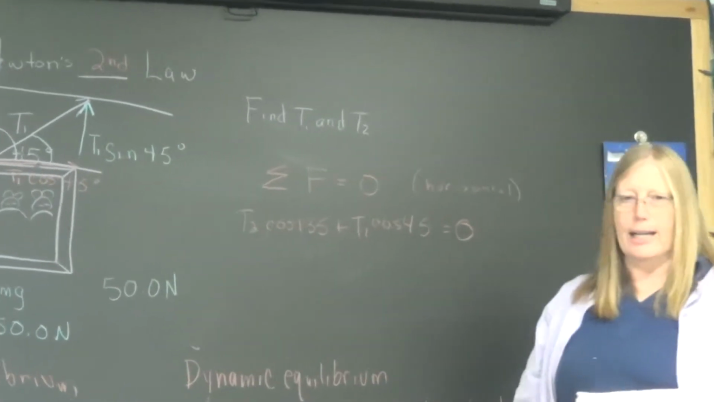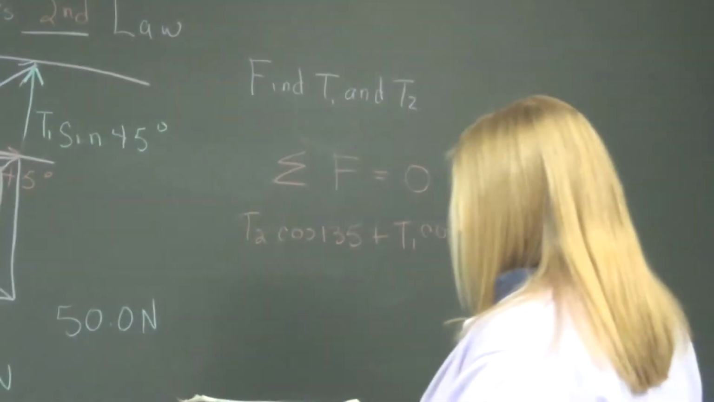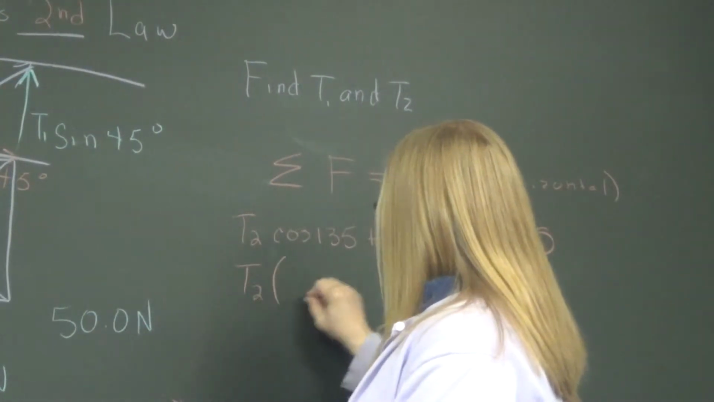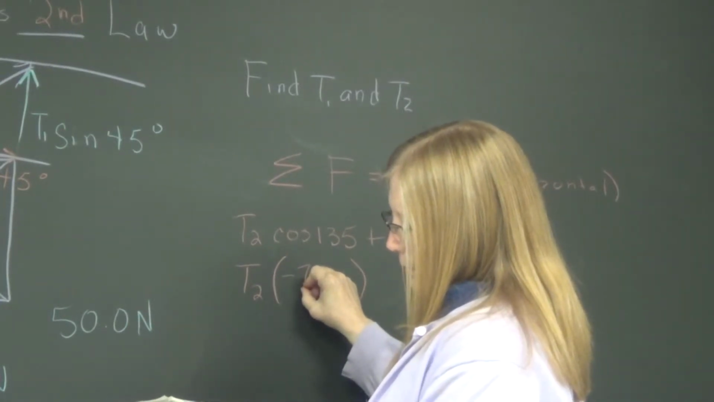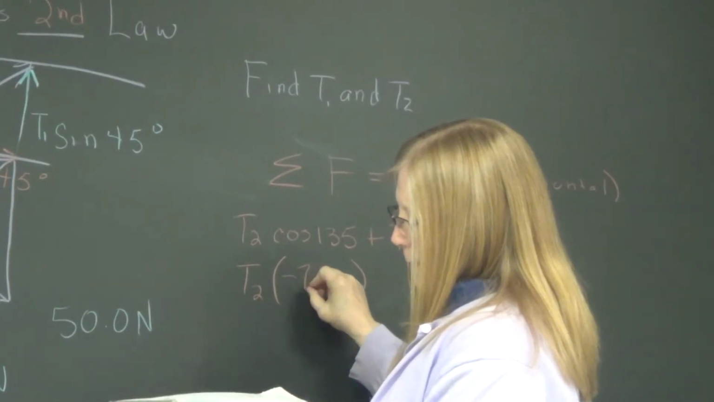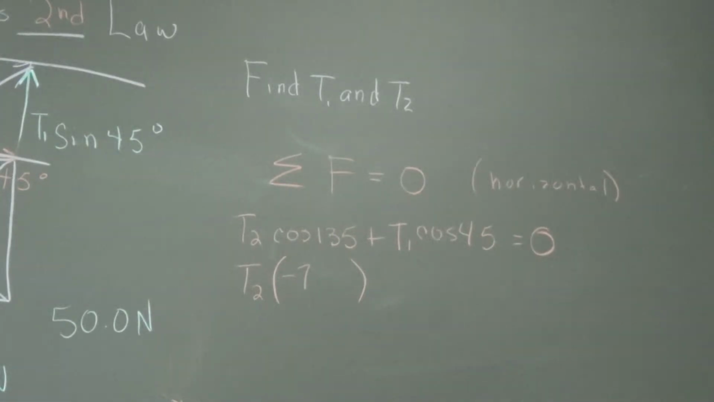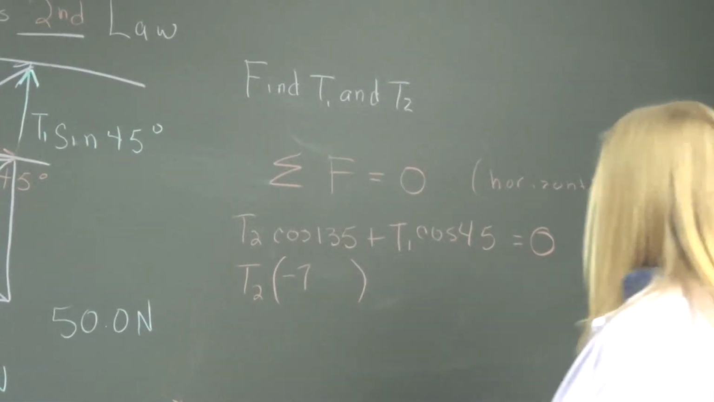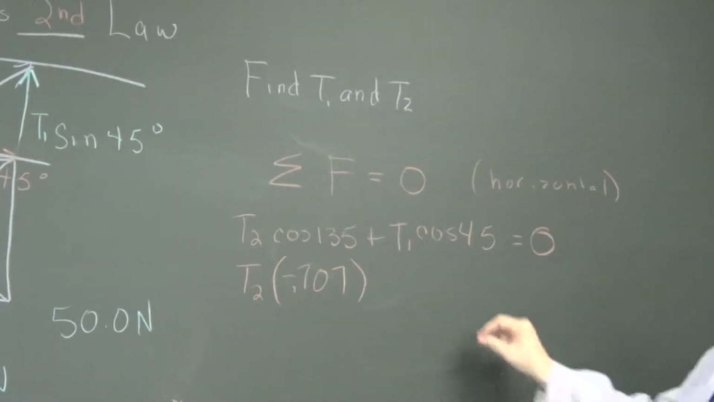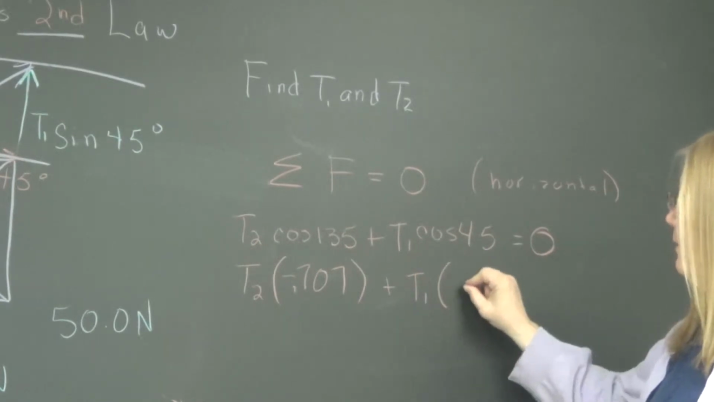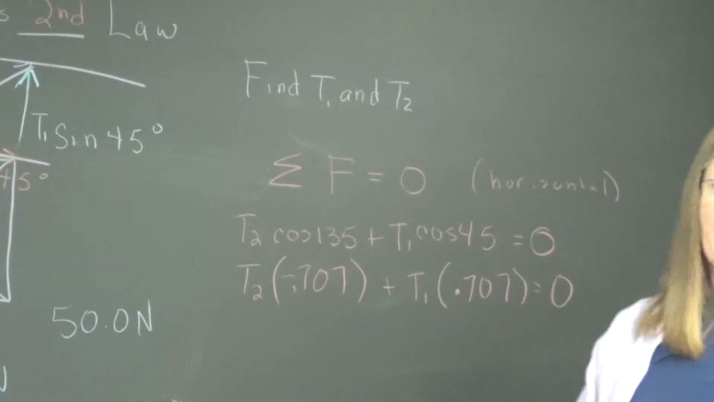Let's improve on that. I need, Emily, if you would give me the cosine of 135. Negative square root 2 of 2. Alright, but I need a decimal, so just pull it out of your calculator. Negative 0.707. Okay. Negative from cosine 135. I bet if you put cosine of 45, you're going to get a positive. Yes.